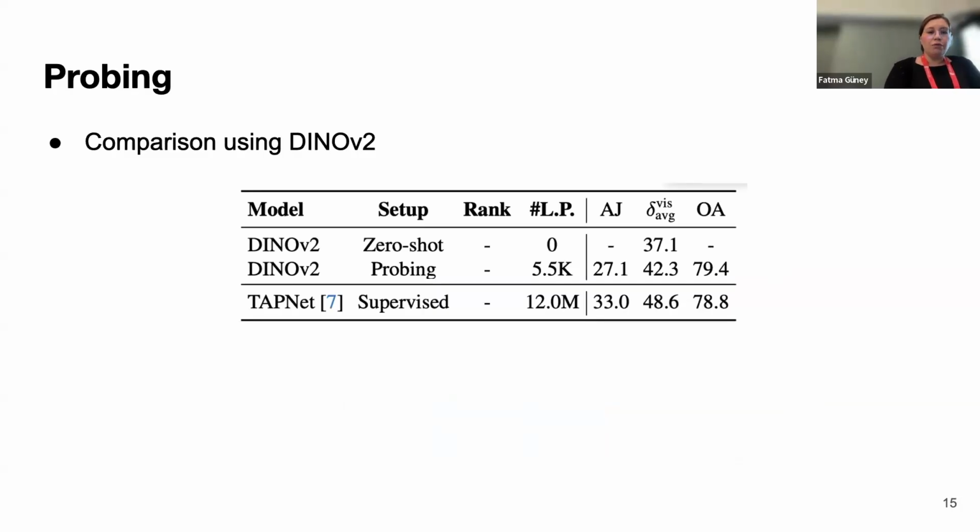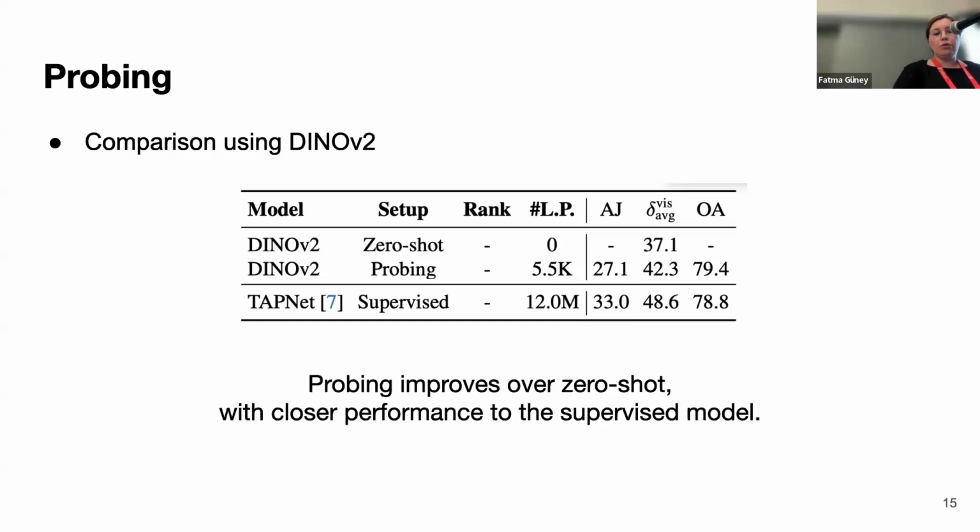What we see here when we compare probing to zero shot, probing results in better delta average than zero shot. It is also slightly better in occlusion accuracy compared to TAPNet, the supervised model. So the conclusion here is probing improves over zero shot with closer performance to the supervised model.